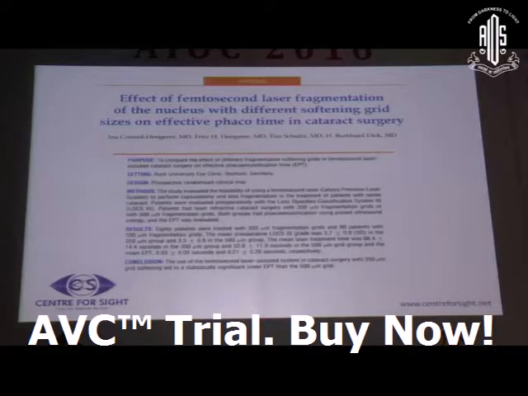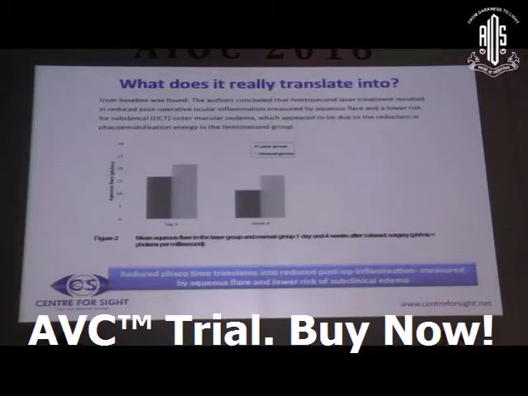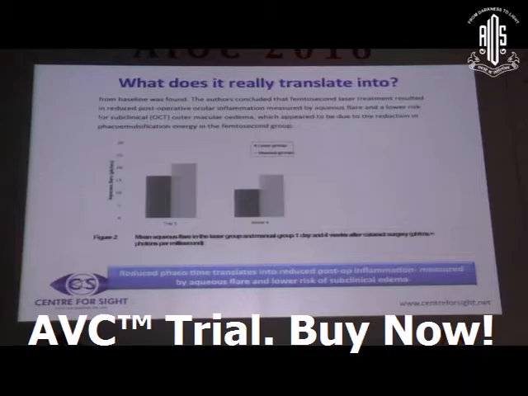So what has been shown by several studies is that the amount of softening that you do is going to reduce the amount of phaco time. And it has also been shown that the central corneal thickness is lower in femto cases as compared to phacoemulsification. That means that the amount of edema that you get is less, though it has not translated to a significant difference in the endothelial cell loss as things stand today. And it has also been shown that the aqueous flare and the CME are less.